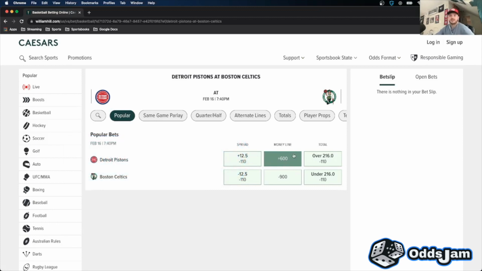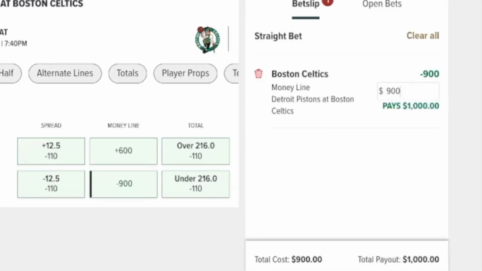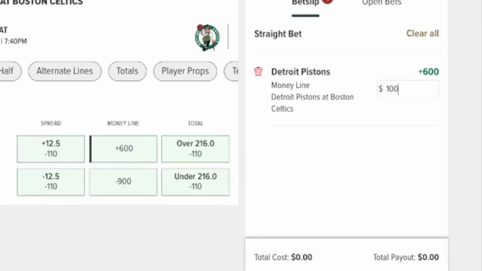So what we've learned in the previous game is that this number represents how much I have to risk to profit $100. So for the Celtics, it looks like I have to place a $900 bet and I will profit $100 because of how heavy a favorite the Celtics are. So obviously, it wouldn't be nearly as profitable to bet on the Celtics as it would on the Knicks based on the odds. Again, looking at the Pistons, plus 600, that means that if I risk $100, then I would profit $600, which makes my payout $700.